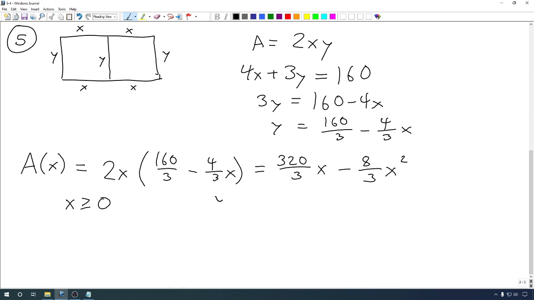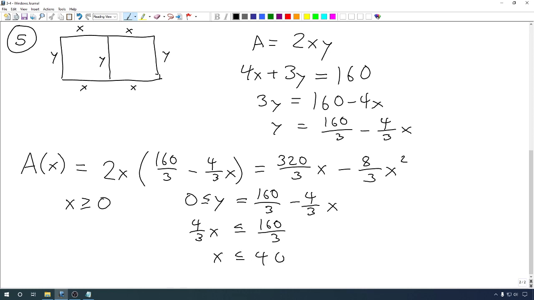On the other hand, we also know that y has to be greater than or equal to 0. I'm going to set it like this, because I'm going to use the fact that I know that y is equal to this thing. And I can essentially solve this inequality, that 0 is less than or equal to that, to get a different bound on x. Essentially, I can move the 4 thirds x to the other side. And then I could divide by 4 thirds. I'll get rid of the thirds on the bottom, and I divide the 160 by 4 to get that x is less than or equal to 40.